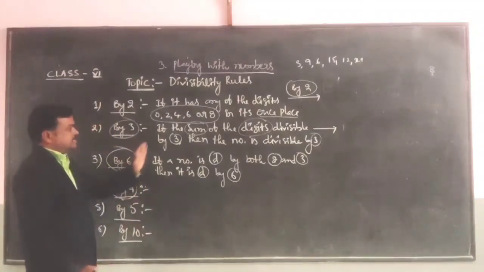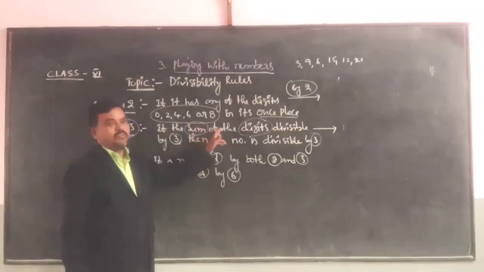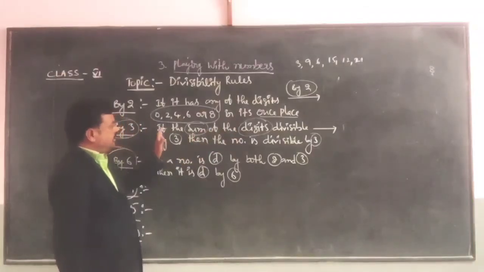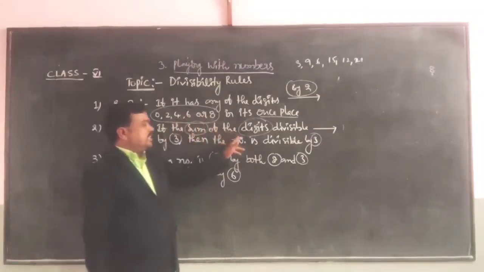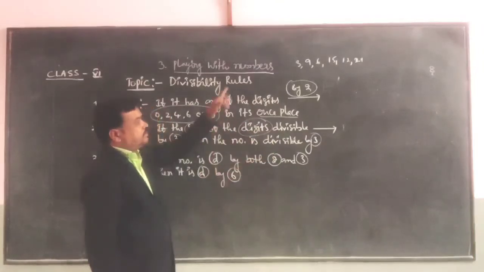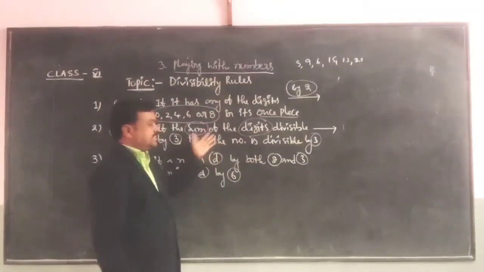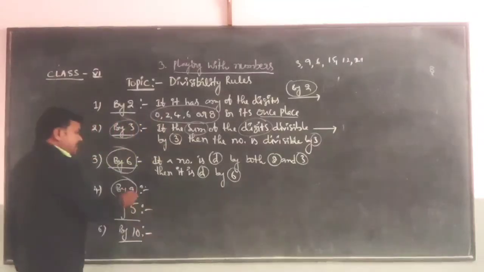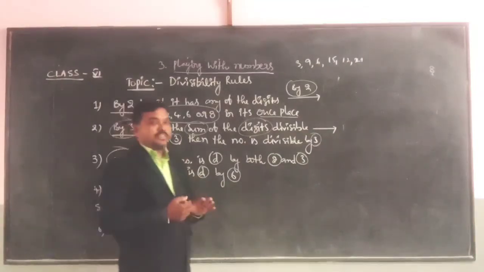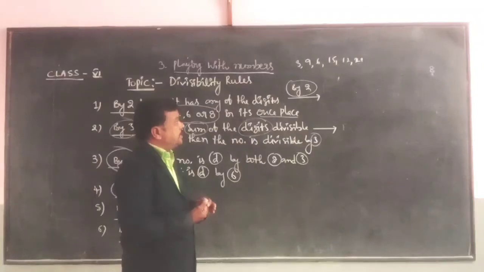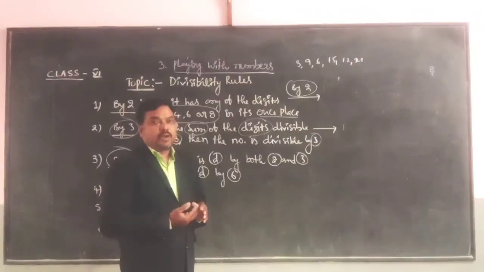The rule for 9 is similar to the rule for 3. In the divisibility rule for 3, we just add all the digits of the number. If the sum is a multiple of 3, then we can say the given number is divisible by 3. By 9 also, if the sum of the digits of a number is divisible by 9, then the number is also divisible by 9.